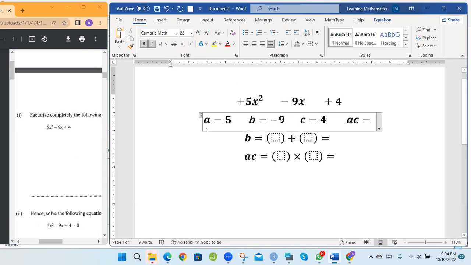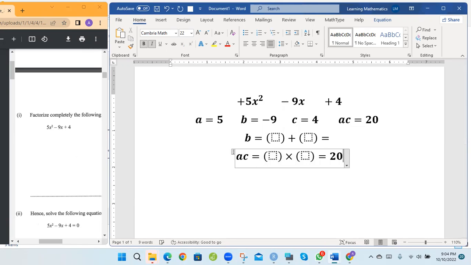Now, the first step is to multiply A by C. A by C is 5 times 4. 5 4s are 20. Now, we need to find two numbers, two factors that multiply to 20. And those very two factors have to add to give you -9. That's what CXC gave. What two factors, when you multiply, you get a positive 20, but when you add them, you get a -9? Exactly, a -5 and -4, or a -4 and a -5.